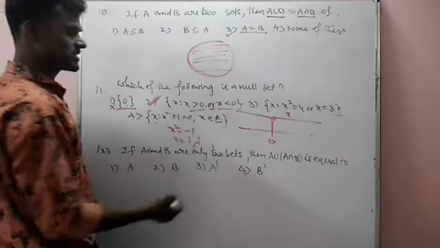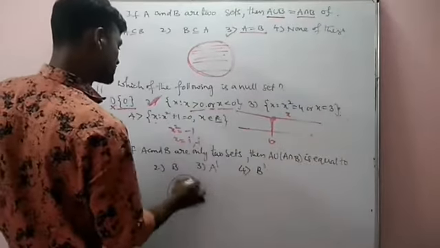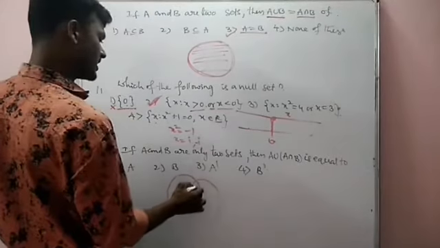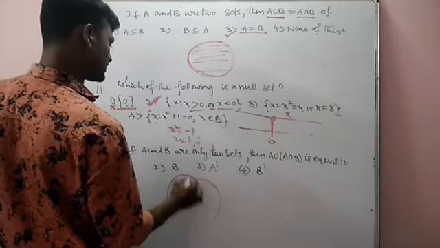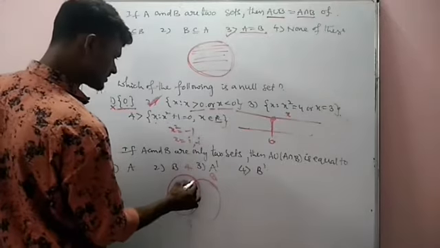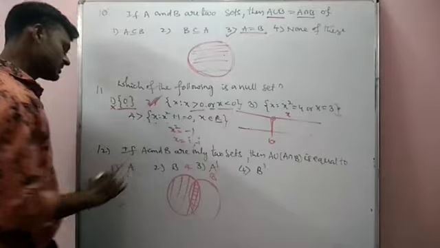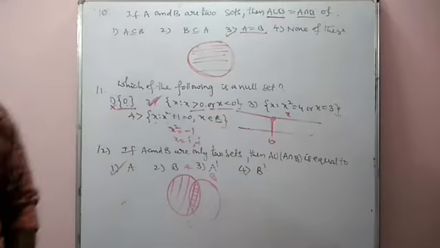Next, A and B are two sets. Then A union (A intersection B) is equal to what? See here, this is A, this is B. A intersection B means this common part. Now this is also a union in the A. Then what is the answer? Here A, first option.